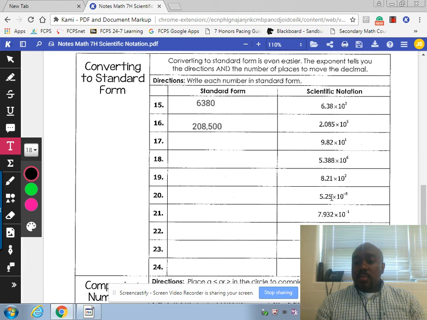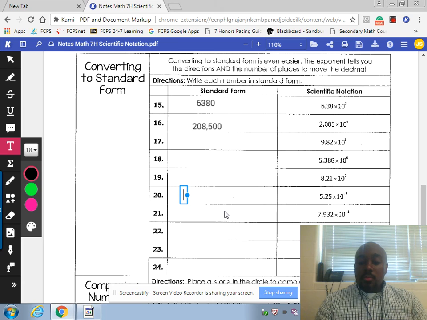We have 5.25 times 10 to the negative fifth power. Well, since it's a negative exponent, we're going to move it to the left. Which direction are the numbers negative on the number line? They are negative to the left. So we're going to move 5 spaces to the left. So 1, 2, 3, 4, 5. Well, notice we have a number of spaces that need 0. So this is what we're going to end up with: 0.0000, and then we have 525 at the end.